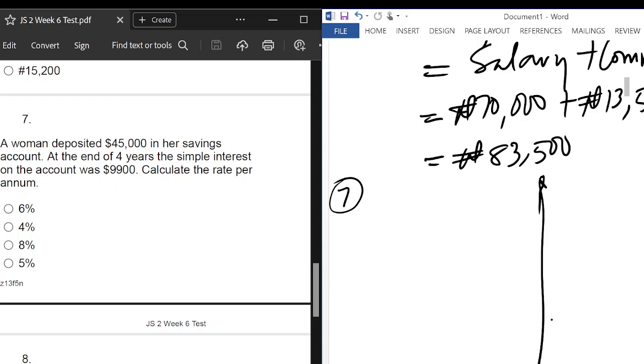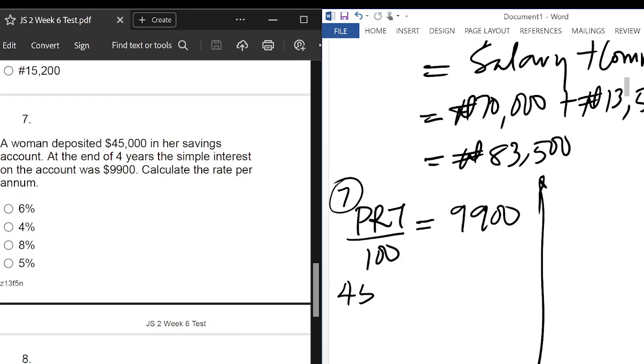So we're going to have the interest equal to the principal multiplied by rate times time divided by 100. The interest is $9,900, right? So the principal is 45,000 multiplied by the rate, which is what we are looking for, multiplied by 4 years, divided by 100, equals 9,900. So we cancel the zeros.